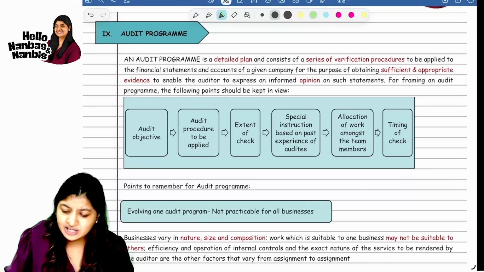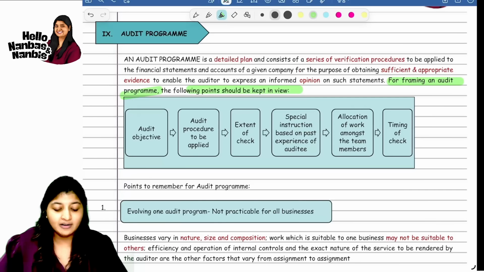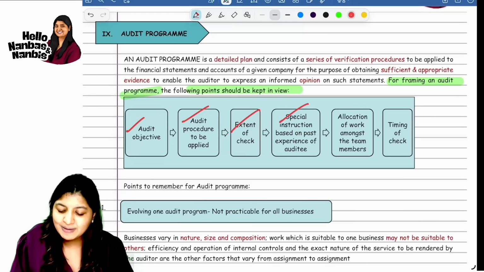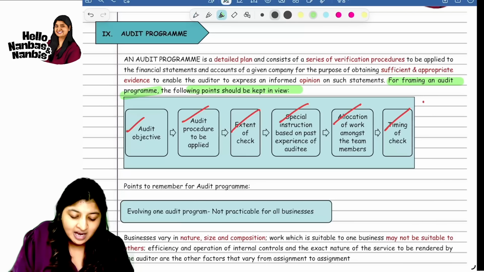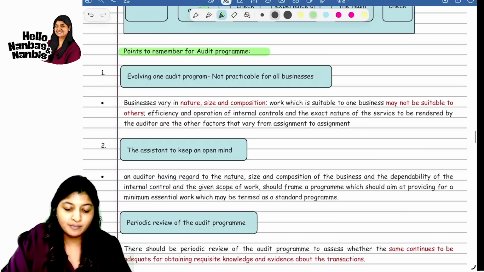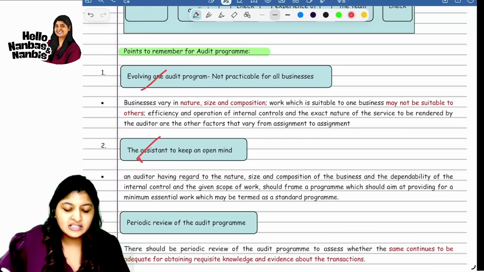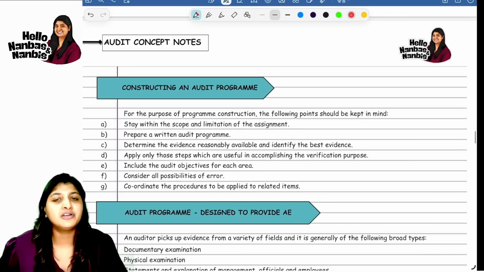Now, if they ask a question saying for framing an audit program, what are the points to be kept in view? You will be writing audit objective, procedure, extent of check, special instruction based on past experience, allocation of work, and timing of check. If they ask what are the points to remember for audit program, you will say evolving one audit program is not practicable for all business. The assistant is to keep an open mind. Periodic review of the audit program has to continuously happen.